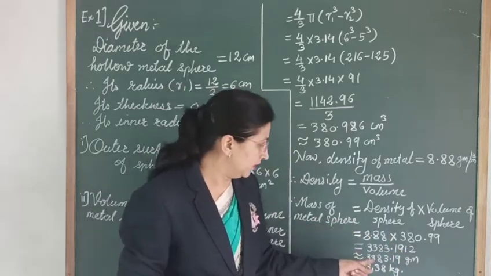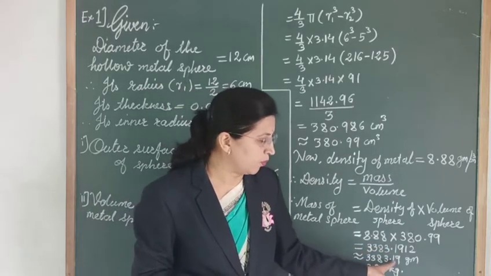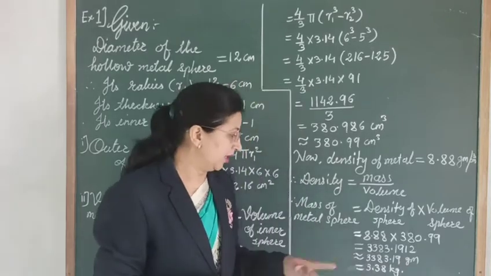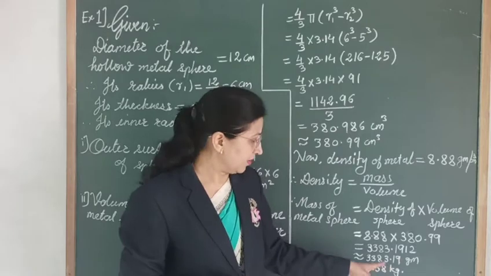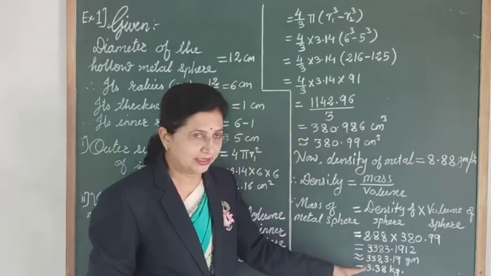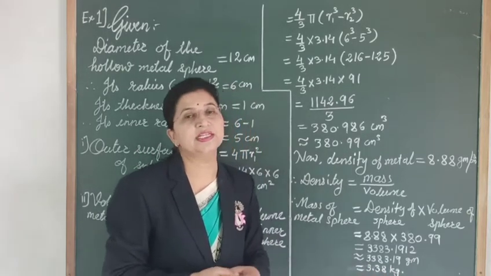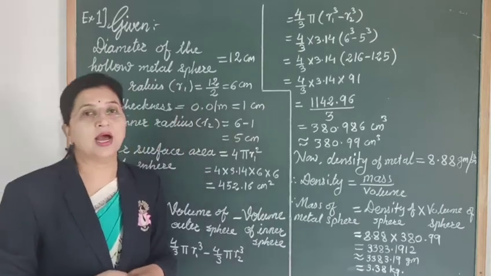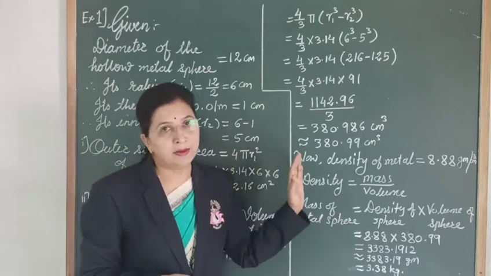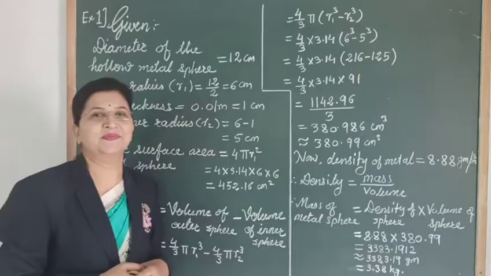Let's write it up to the second decimal place, 3383.19 gram. If you want to represent it in kilos, let's divide it by 1000, so we'll get it in kilogram, that is 3.38 kg. In this way we can find out the outer surface area of the metal sphere and its mass. I hope this solution is clear to you.